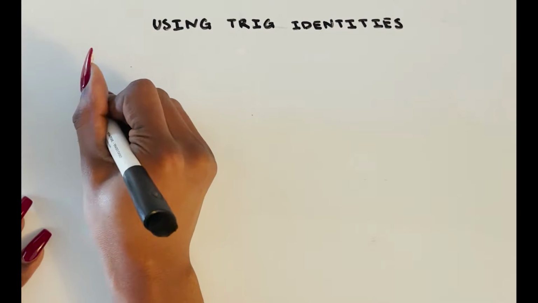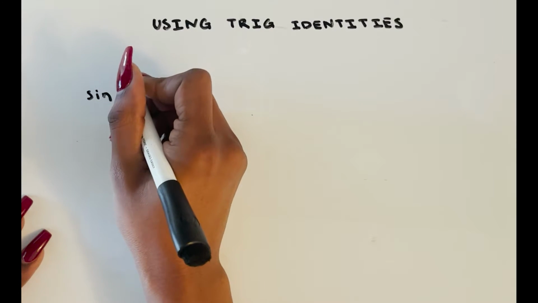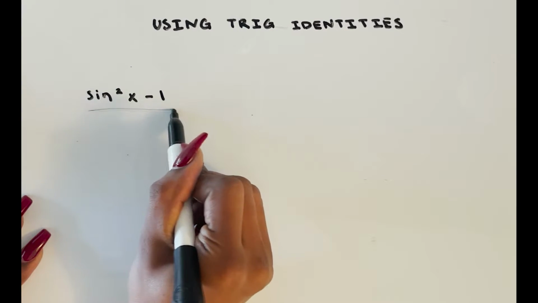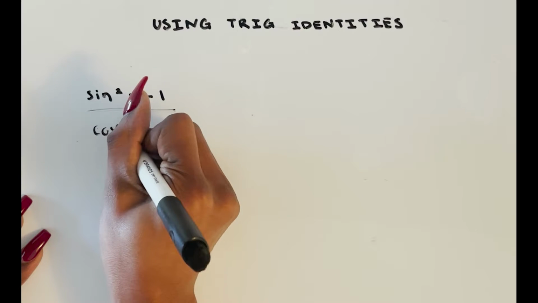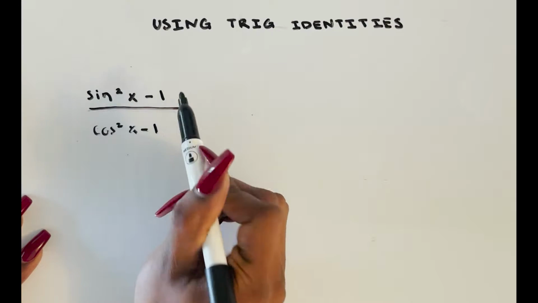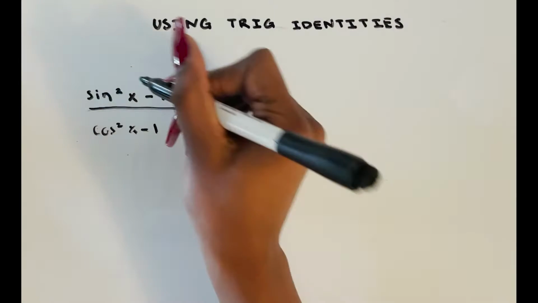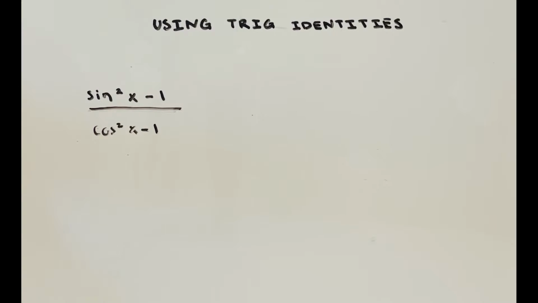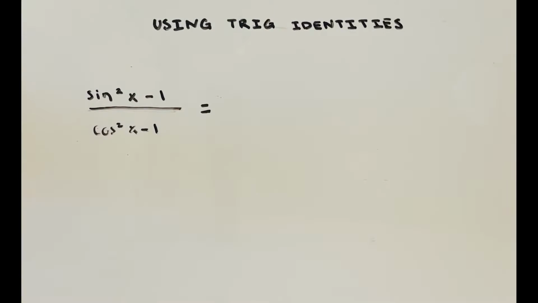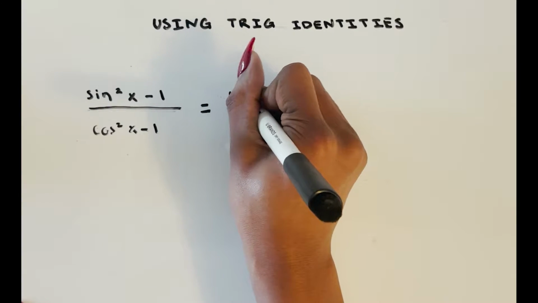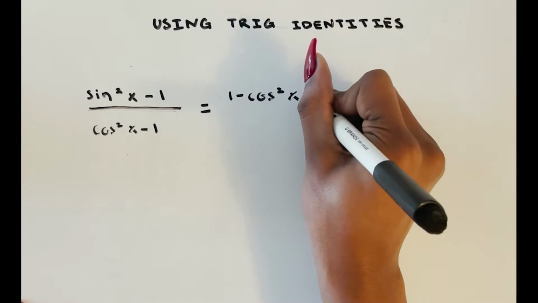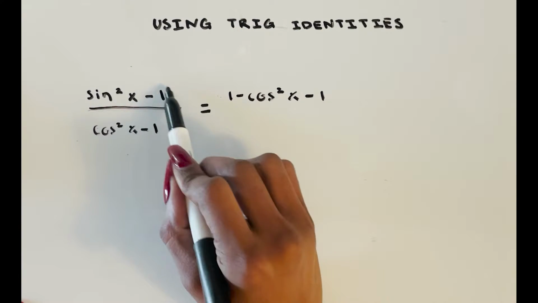Let's start off with our first example, simplifying sine squared of x minus 1 over cosine squared of x minus 1. Here we go. We'll start by simplifying our sine squared of x and cosine squared of x. Let's start by rewriting our numerator. Sine squared of x can be rewritten as 1 minus cosine squared of x, and then we'll add our minus 1 back in. That minus 1 came from this one here.